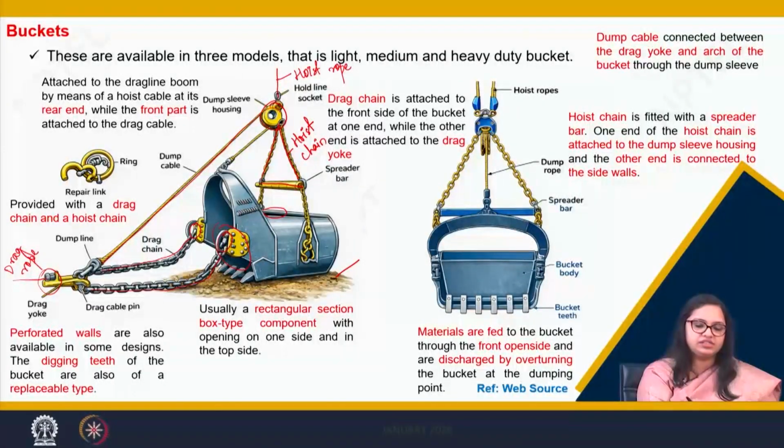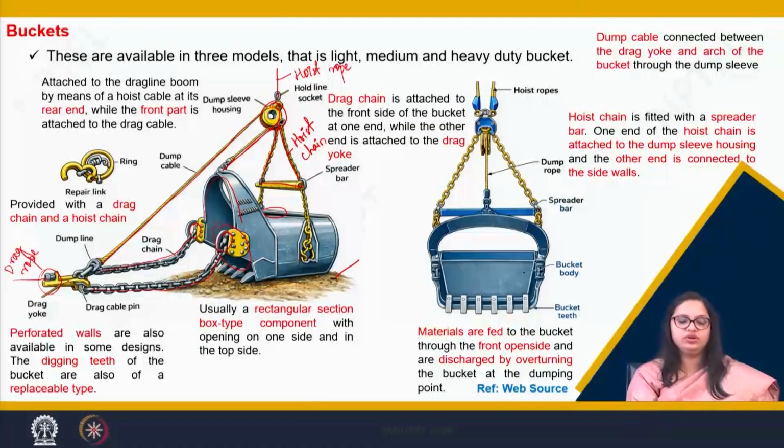Okay. So, in between this drag yoke and dump hoist sleeves, you can see how a dump cable is attached. There is a pulley kind of thing attached to this U shaped structure, which helps in dumping of the material from this bucket. Now, this hoist cable moves over this dump sleeve housing and is attached to the drag yoke, where the drag chain and drag ropes are attached.